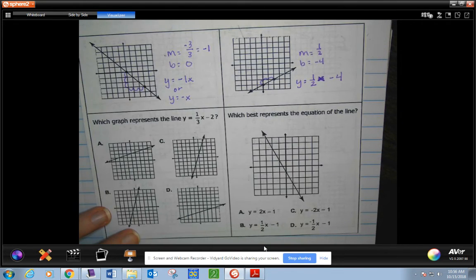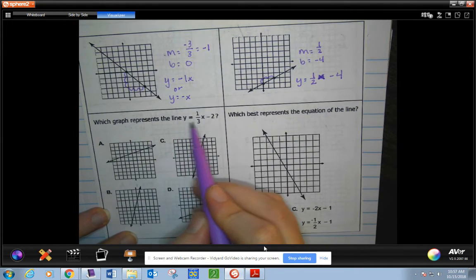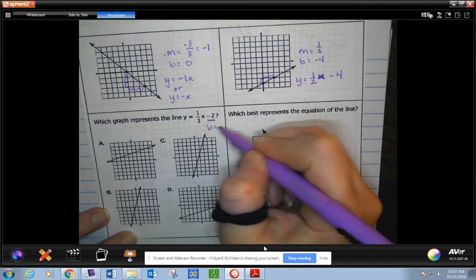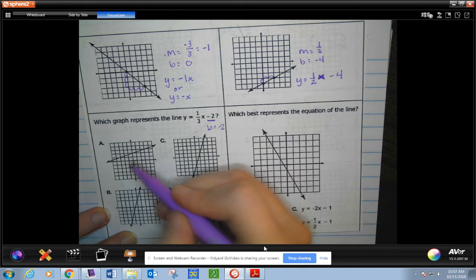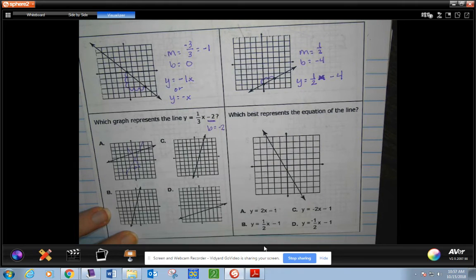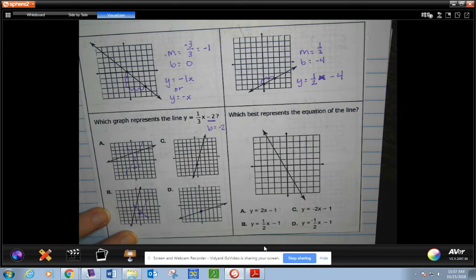Okay, for the last two problems, these are multiple choice. This might be something similar to what you'll see on a test when you take them. They'll give you an equation, and you have to find the graph that matches. So which graph represents the line y equals 1/3 x minus 2? It's easiest to start with your y-intercept, and my y-intercept is -2. So I'm going to look at A. A is not starting at -2, so I don't want it. B is not starting at -2, so I don't want it. C does start at -2, and D also starts at -2.